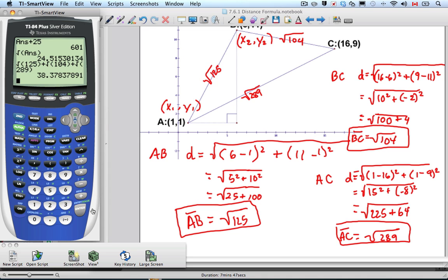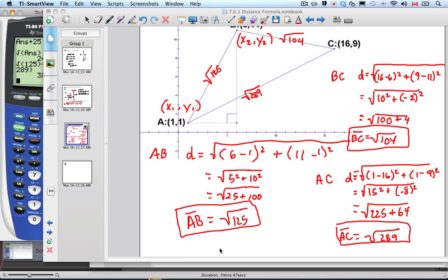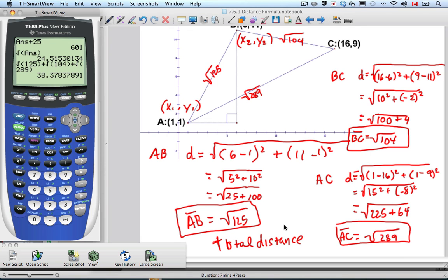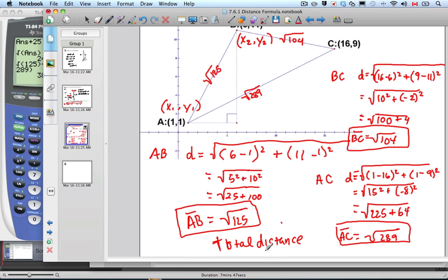So yes, it's probably pretty appropriate, if we say that the total distance, instead of leaving it in exact value. And we should use 3 significant figures always, right? Yeah. So the total distance is 38.4 units. All right. Good. Okay, we're done.